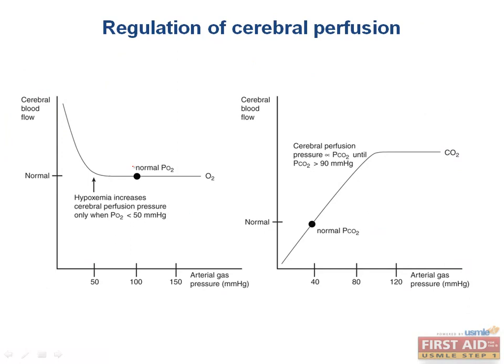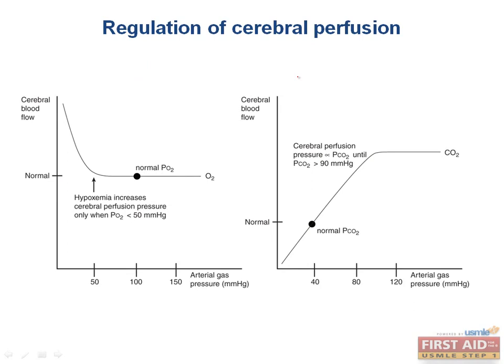The perfusion pressure of the brain is a critically important physiological measure. This is the blood pressure that occurs within the vasculature of the brain. What is the main factor influencing the perfusion pressure of the brain? The answer here is the partial pressure of CO2. However, perfusion pressure can also be driven by oxygen when hypoxia is very severe.